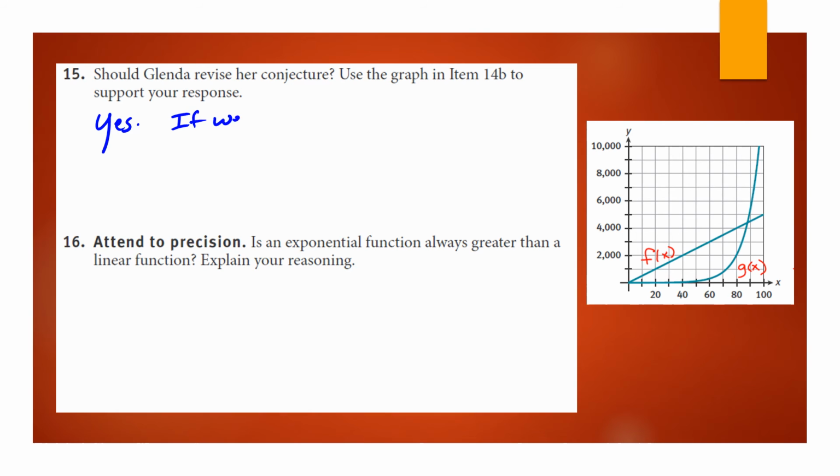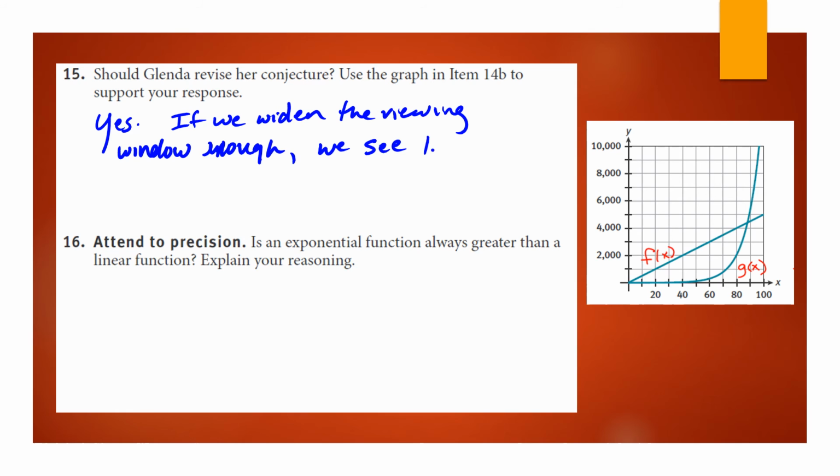If we widen the viewing window enough, we see, if we widen it enough, we see that 1.1 to the x power still passes over 50x. So this was the f of x function. This was the g of x function.